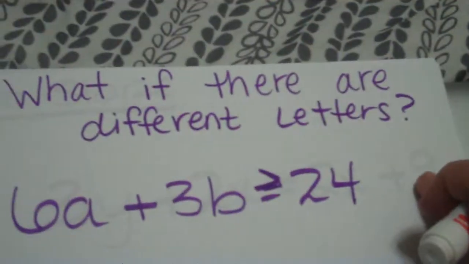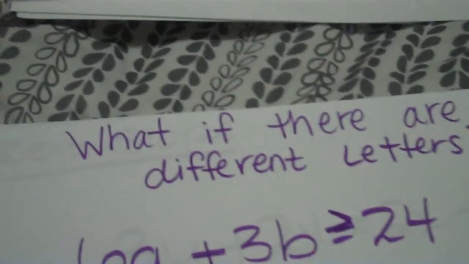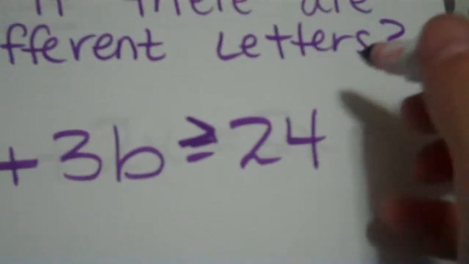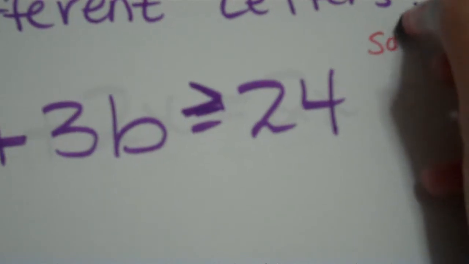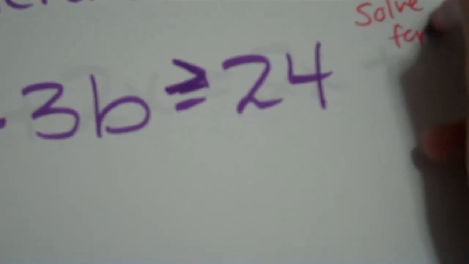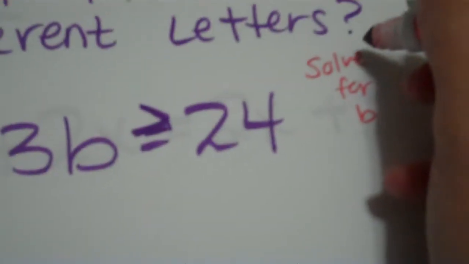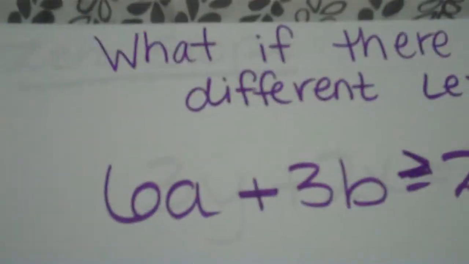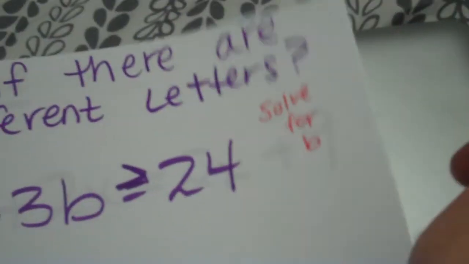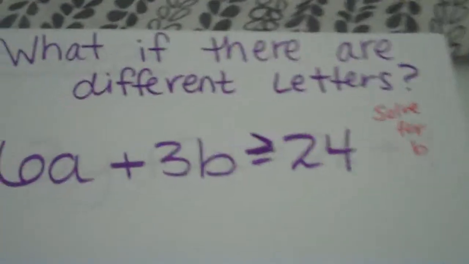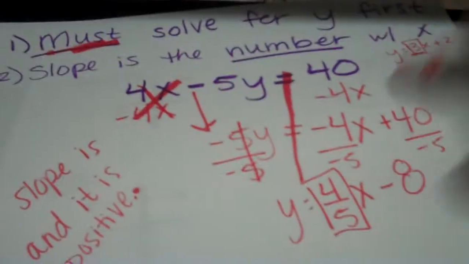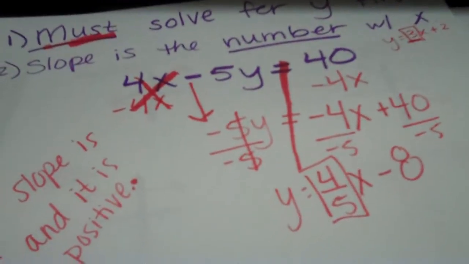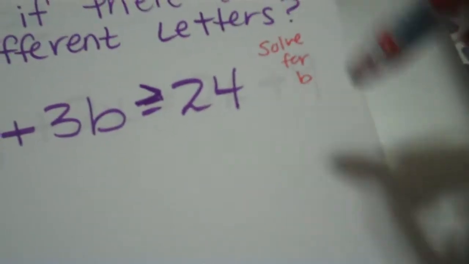Okay? Here's something new. What if there are different letters? Like, what if there's not x and y? Okay? Well, it's still going to tell you to solve for something. So for here, we're going to solve for b. Even if there's different letters, you still do this. Solve for whatever it tells you to solve for. So let me backtrack. If there are x's and y's, you 100% always solve for y. Okay? If there's not, then solve for what it tells you to solve for.